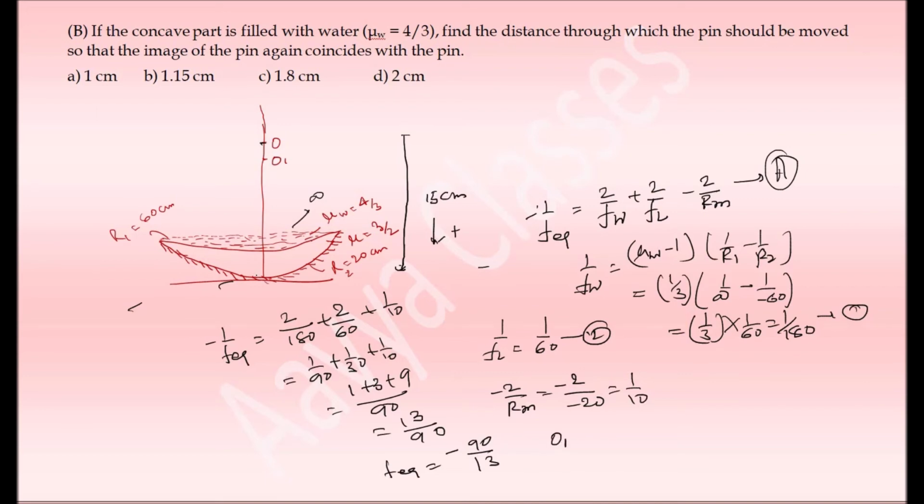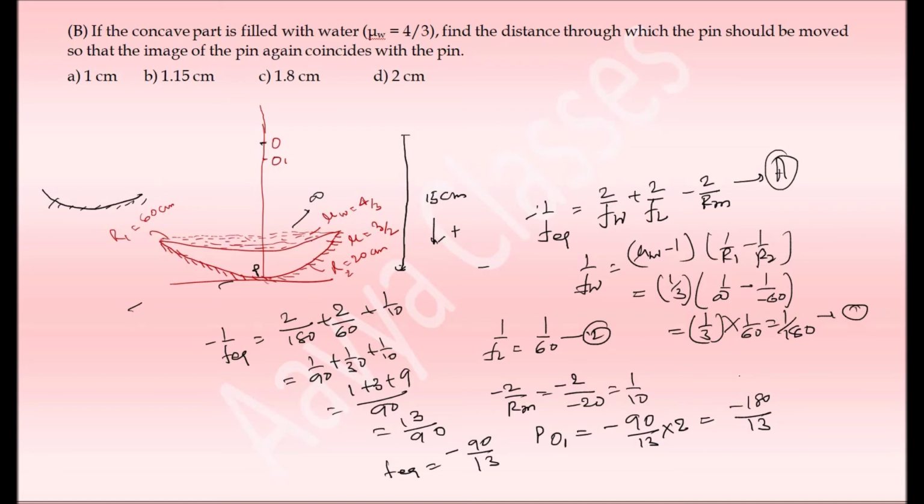From there we calculate the object distance O dash. If we consider this as P, then PO1 is equal to minus 90 by 13 into 2, as the object must be placed at the center of curvature of the new equivalent mirror. This is our new equivalent mirror having focal length equal to minus 90 by 13. So it is equal to minus 180 by 13.